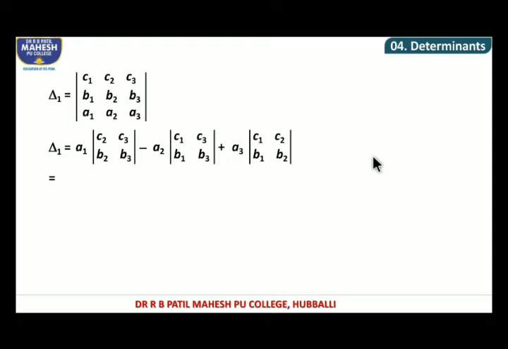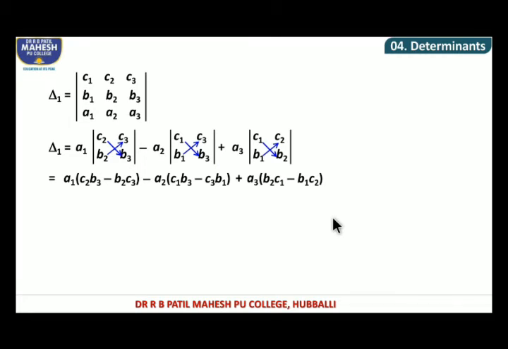Now expand this one: a1 into (c2, b3 minus b2, c3), minus a2 into the bracket of (c1, b3 minus c3, b1), plus a3 into the bracket of (c1, b2 minus b1, c2). So this is the value of delta 1.